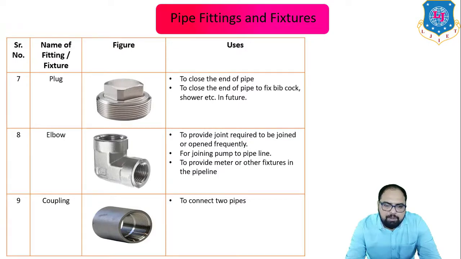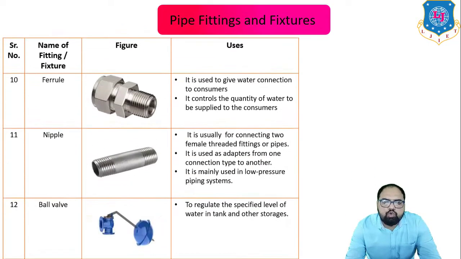The next one is the coupling. So coupling is used to connect two pipes. The 10th one is the ferrule. So it is used to give water connection to the consumers. It controls the quantity of water supplied to the consumer. The 11th one is the nipple. So nipple is usually for connecting two female thread fittings or pipe. It is used as adapters from one connection to the another connection, and it is mainly used in low pressure piping systems.